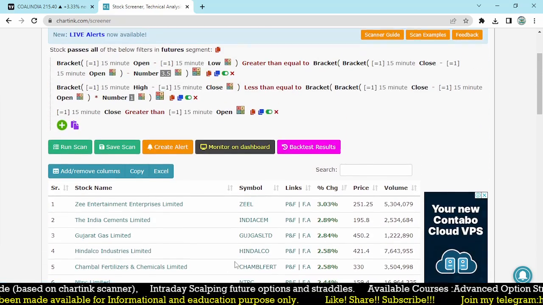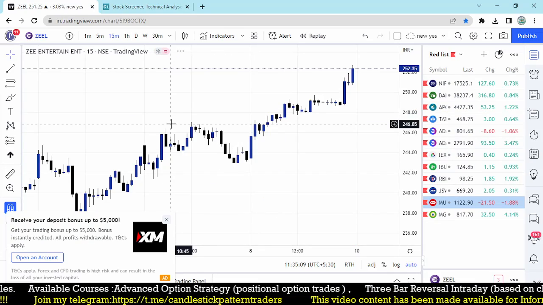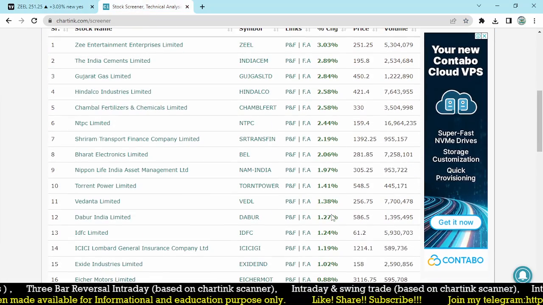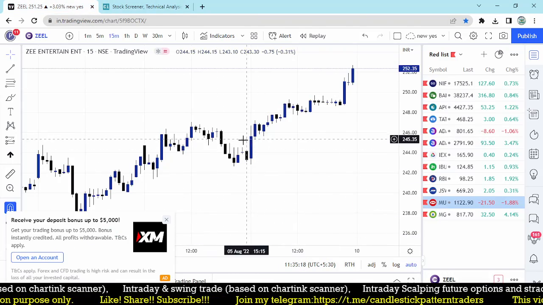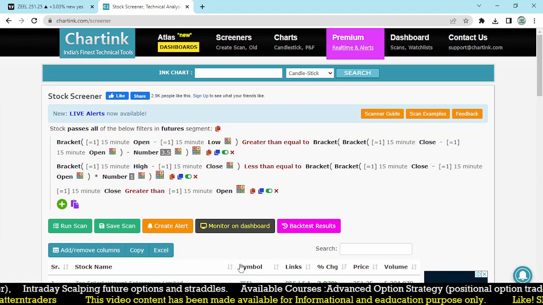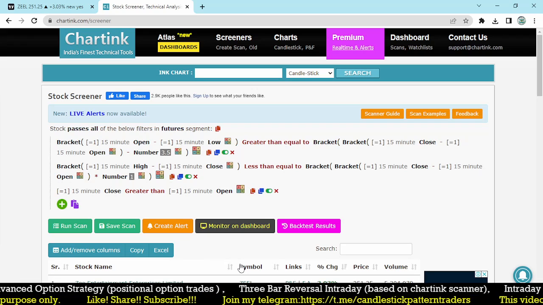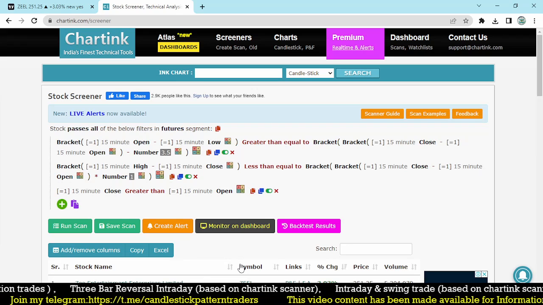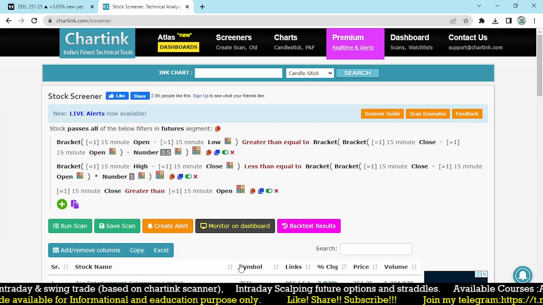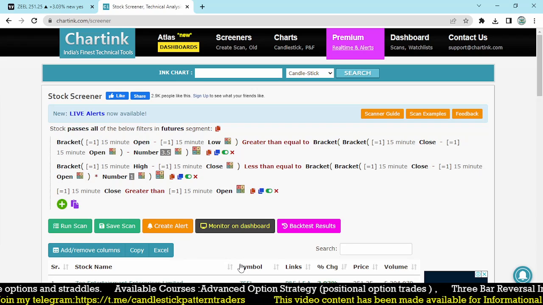Then how did Zee Entertainment come up? Let me check it out. Zeal. It's from a hammer candle on the date yesterday. What happened? Check it out. The bracket one, open minus low, must be close minus open times 3.5. That's right. And bracket 15 minus 1, high minus close, is less than or equal to 15 minus close minus open, multiplied by 1. So all are right.